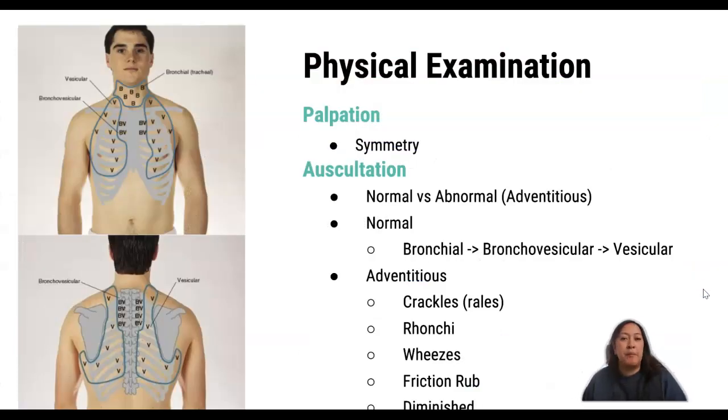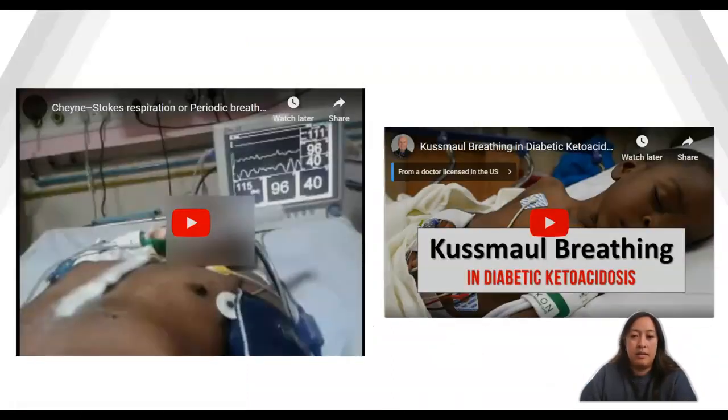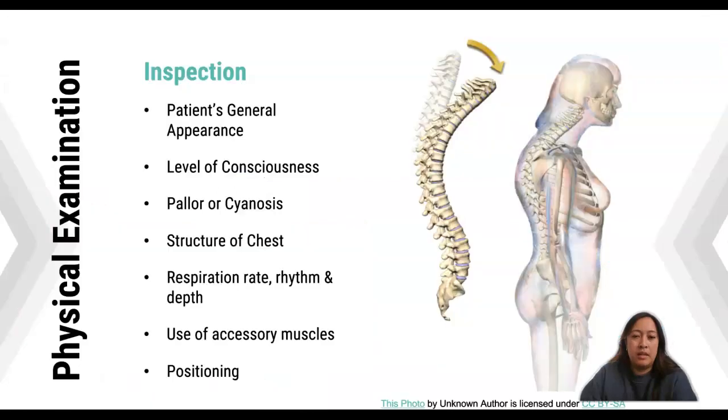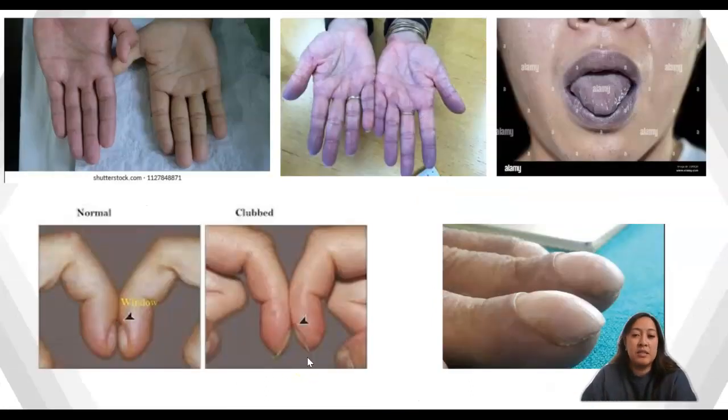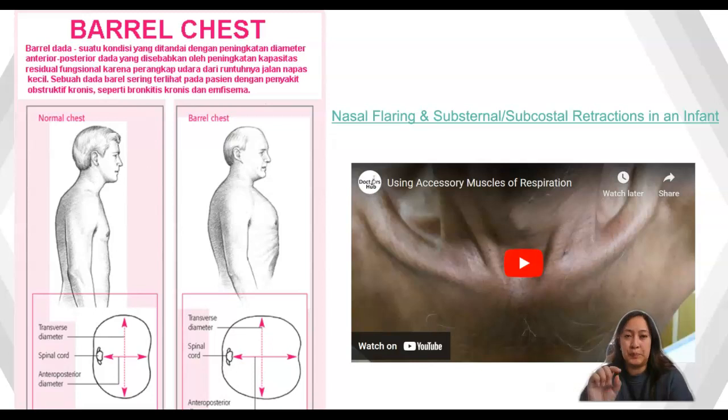Okay, so palpation is another technique that we do. We talked about inspection. Those were all the things that we see. Oh, I don't think we talked about respiratory accessory muscles. Let me go back. We talked about depth, and then the use of accessory muscles. Patients who use accessory muscles, that means that they're really working hard. They're using those other muscles to help them get oxygen into their lungs.